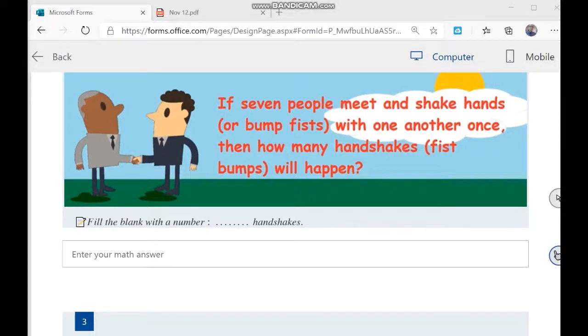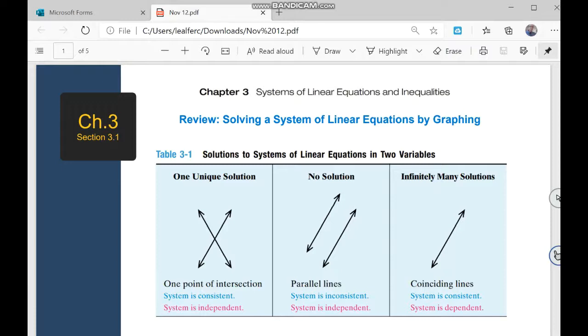Topic of today's class, but before, I like to always have some quick review of last class. On the last class, we started to learn how to use graphing to solve linear equations.